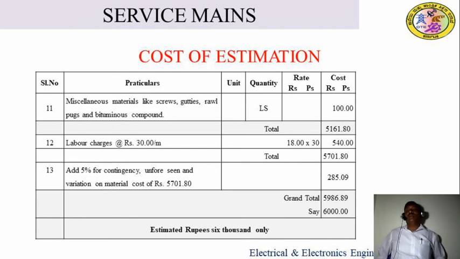All the cost column values you have to add, you get a total. Then you have to add the labor charges, you get the total cost of material including labor charge. Then add the contingency of 5% for variation in the price and unforeseen items. So this 5% amount you have to include, and totally you will get a grand cost. This cost you have to put in words at last. So that is called the estimated cost of rupees 6,000.